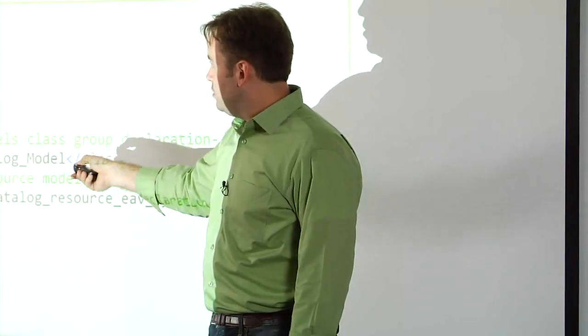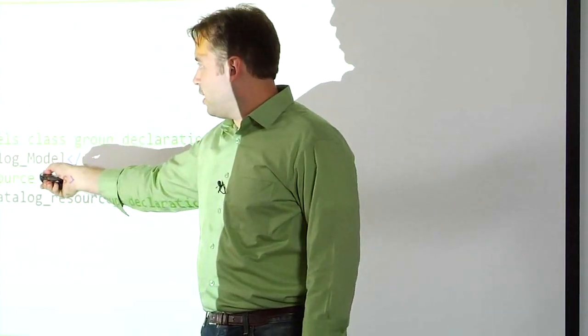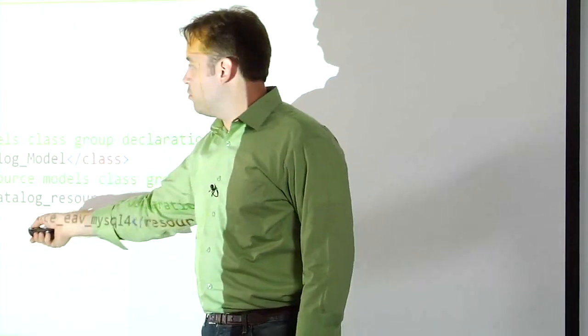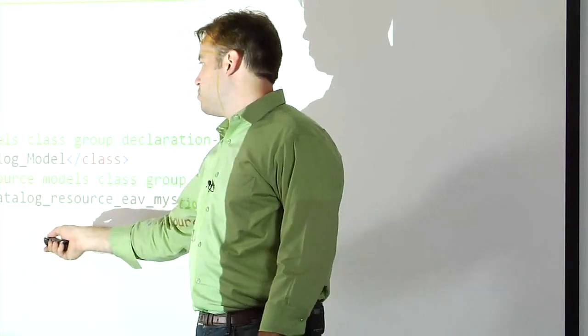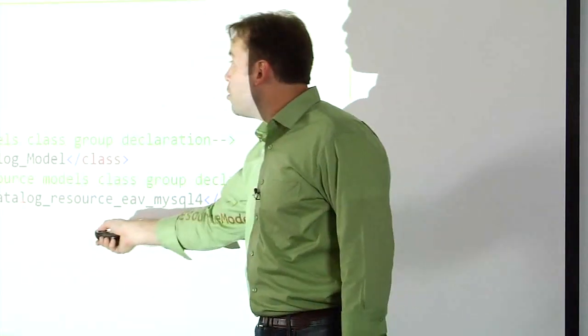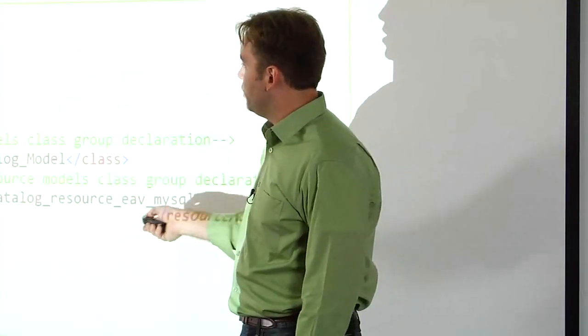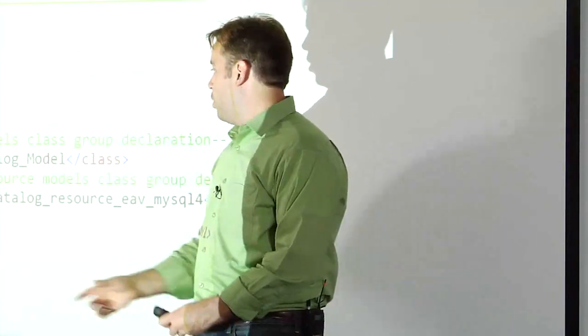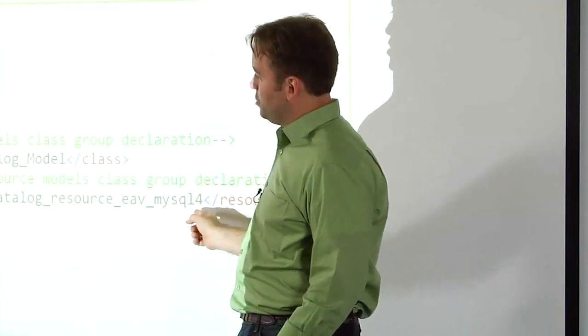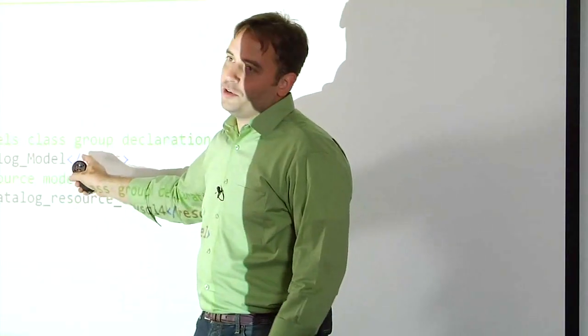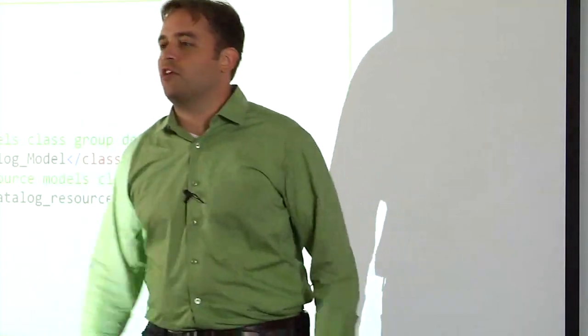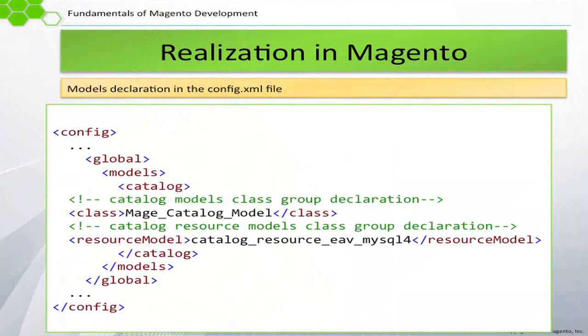We'd match catalog, but inside catalog we would look for resource model. And in resource model, we define another node under models. So the system will hit this and go look under models for a node, catalog resource EAV MySQL4, and we'll look for a class node in there. We'll touch on all that soon, but that's the pattern in Magento for blocks, helpers and models.